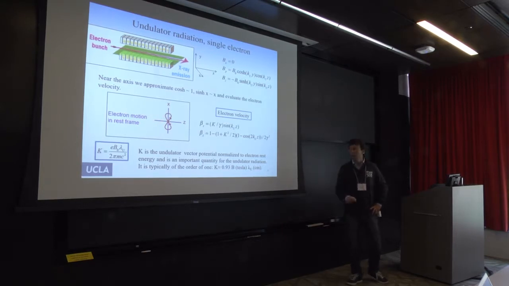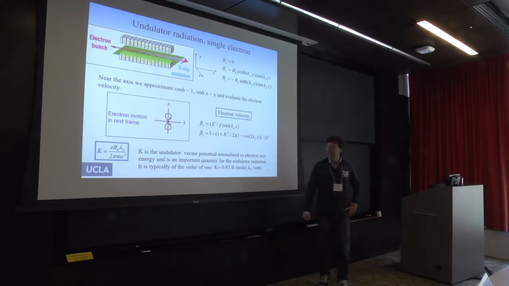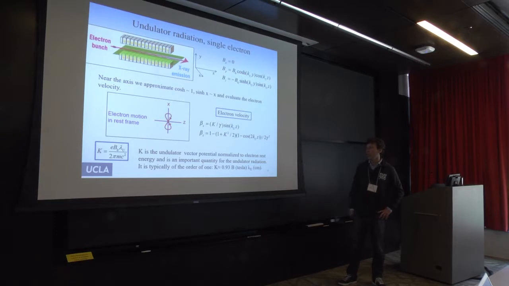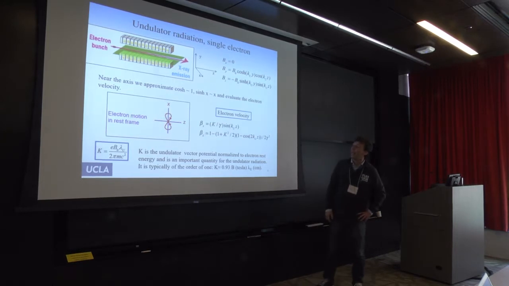But the other important parameter that comes from this analysis is the normalized undulator vector potential, which is the parameter K. K is the undulator vector potential, normalized, of course, to the electron rest energy, and it basically tells you how much you're wiggling this particle as it goes in the undulator. The other component of the velocity, the longitudinal velocity, in a planar undulator is not exactly constant. It wiggles with twice the frequency in the longitudinal direction. So in the electron rest frame, the motion is a figure-eight motion.